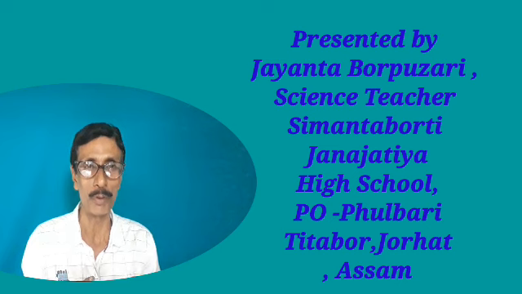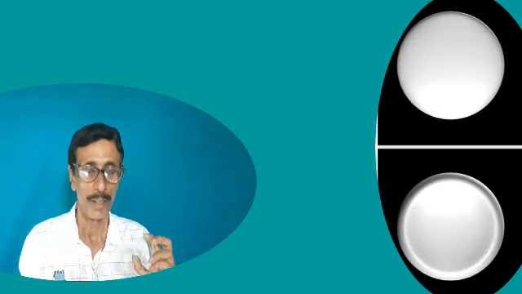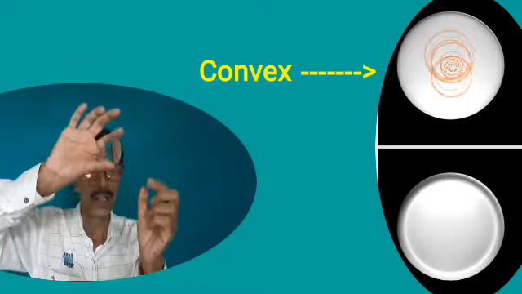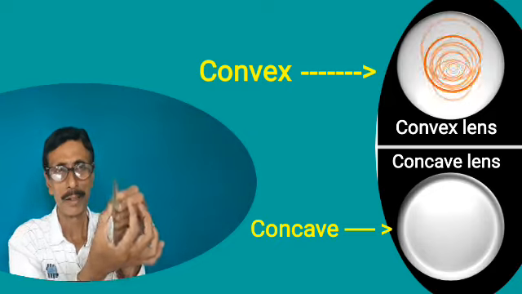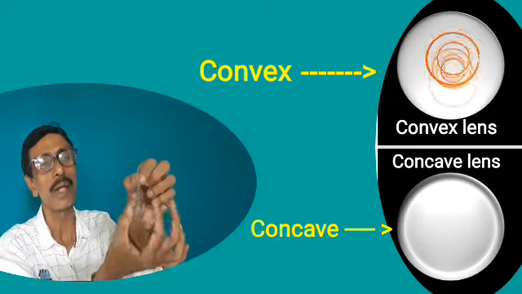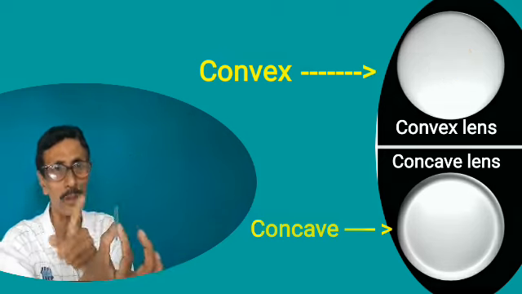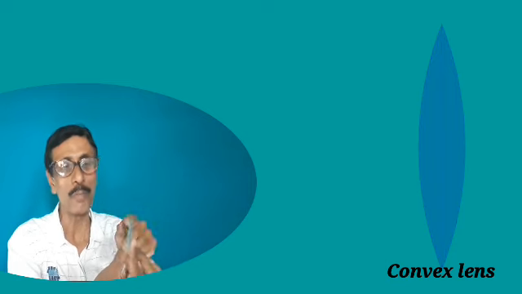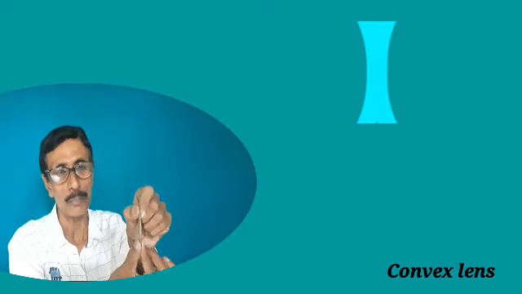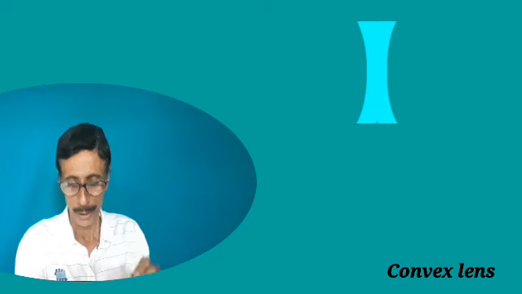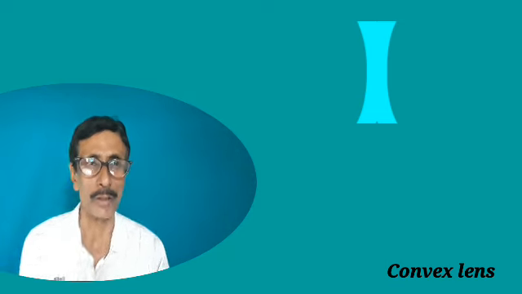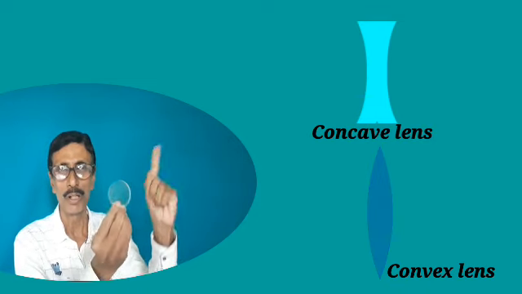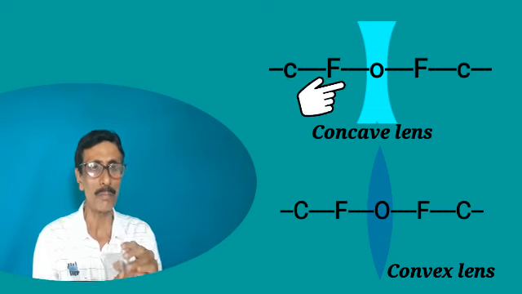This is a convex lens. The middle surface of this lens is thick, I mean wide, whereas the side is very light, I mean thin. Mark it. If we draw this convex lens, it will look like this. But this is a concave lens. The middle surface is lighter than the peripheral part. If we draw this, it will look like this.